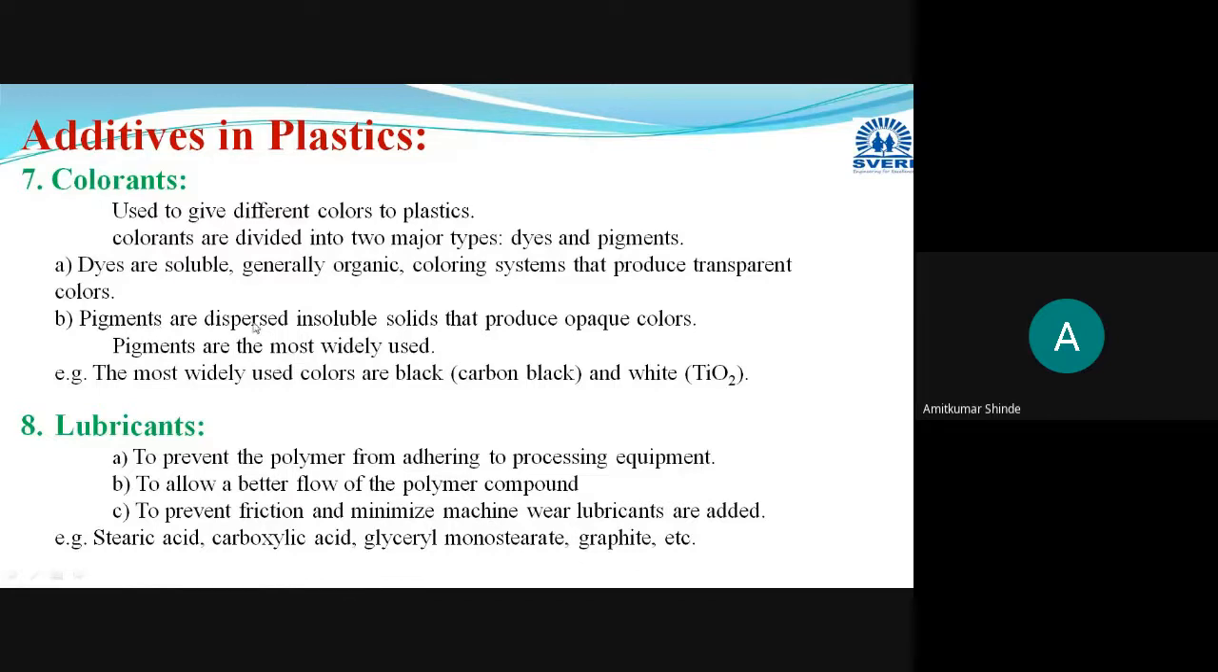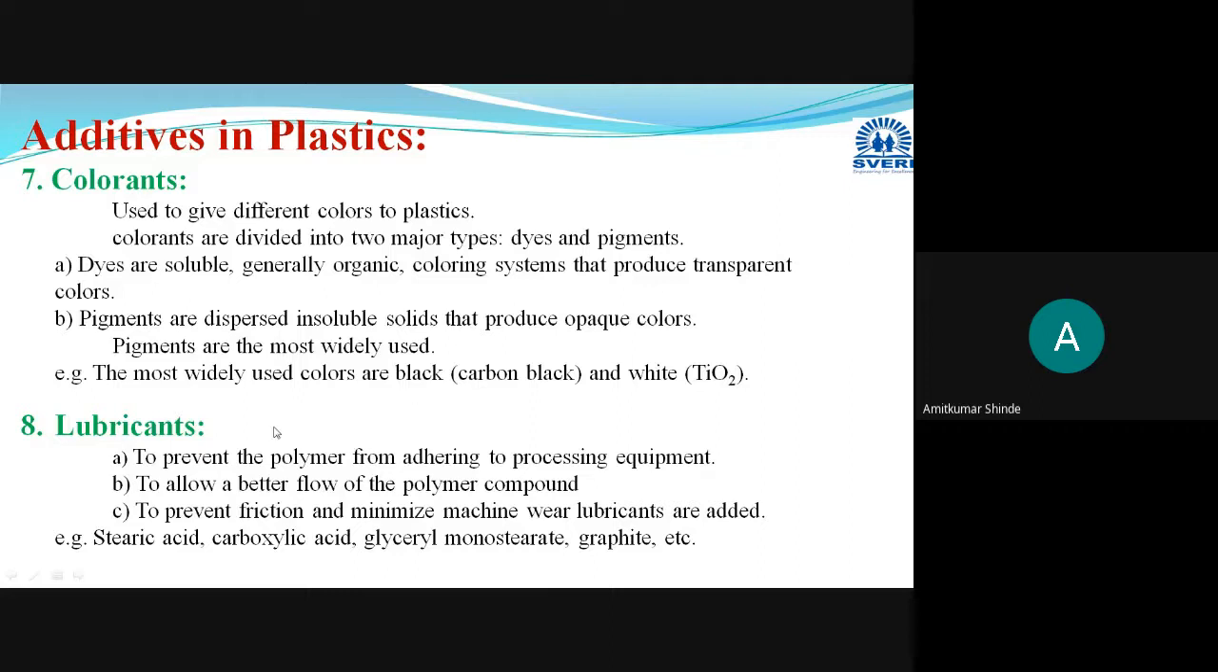And when pigments are added, they provide an opaque color. Opaque color means it is not transparent. It does not allow the light to pass through that particular plastic material. That's why it results in opaque color. Opaque is exactly opposite to transparent. So due to the pigments, you get a color which is opaque in nature, and the addition of dyes provides a color that is transparent in nature.